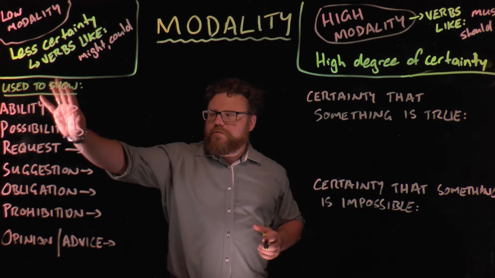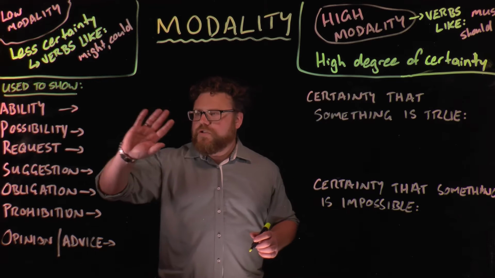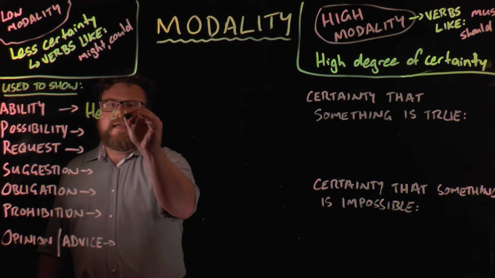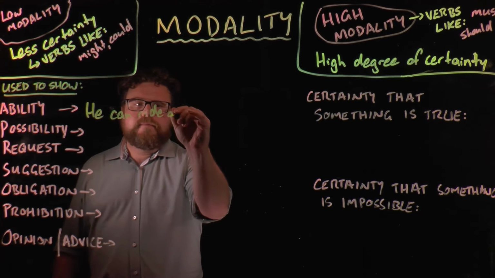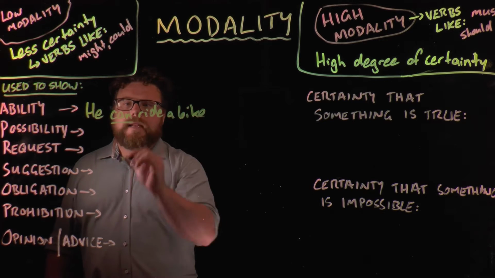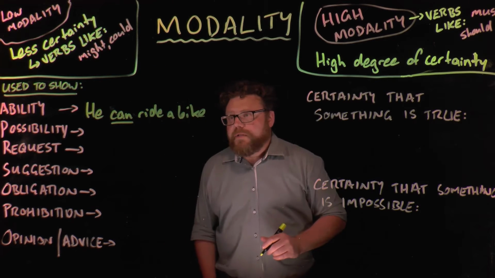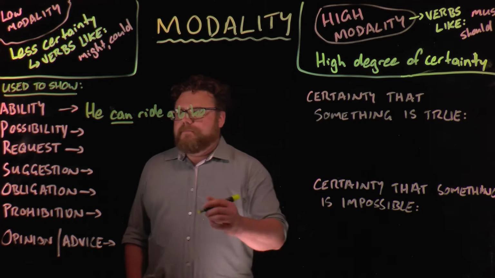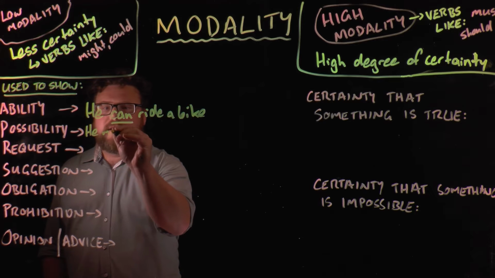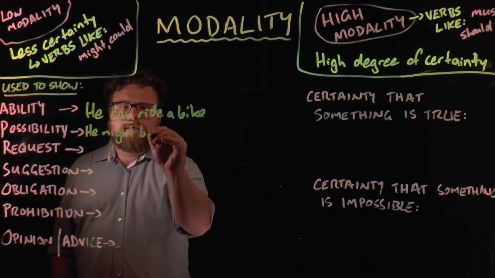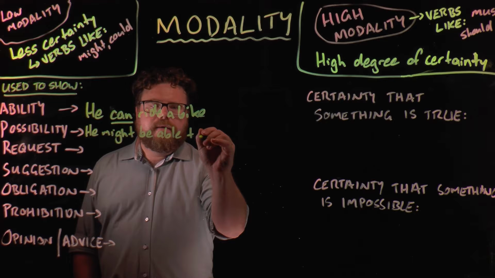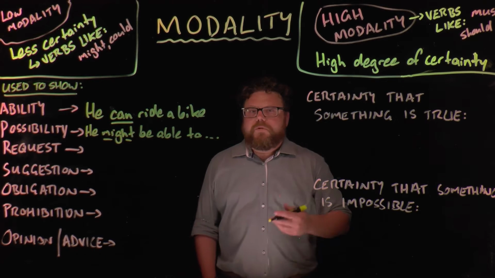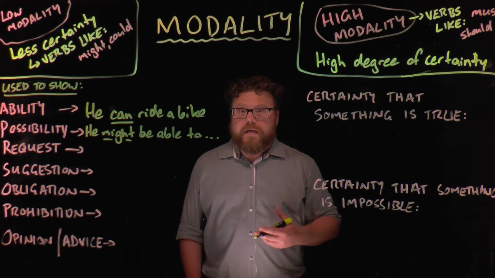So modal verbs can be used to show many things. They can be used to show the degree of ability. For example, he can ride a bike. Can is our modal verb in this case. He can ride a bike. It can be used to show the degree of possibility. He might be able to ride a bike. Might is our modal verb here, and it's saying, well, we don't know. There's a possibility that he is able to ride a bike, but we just don't know.